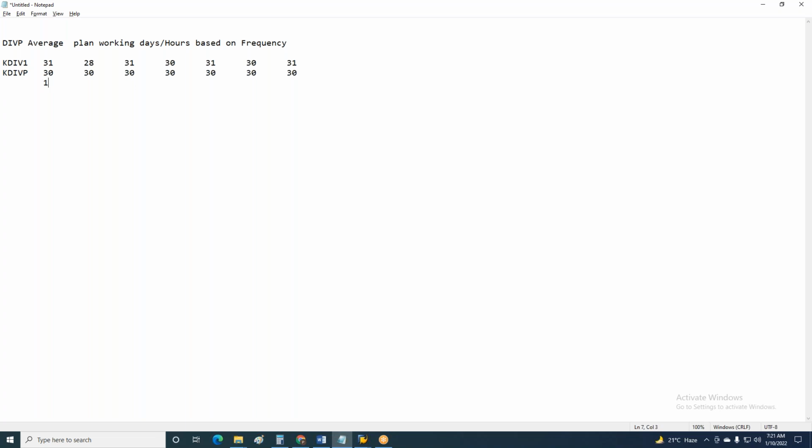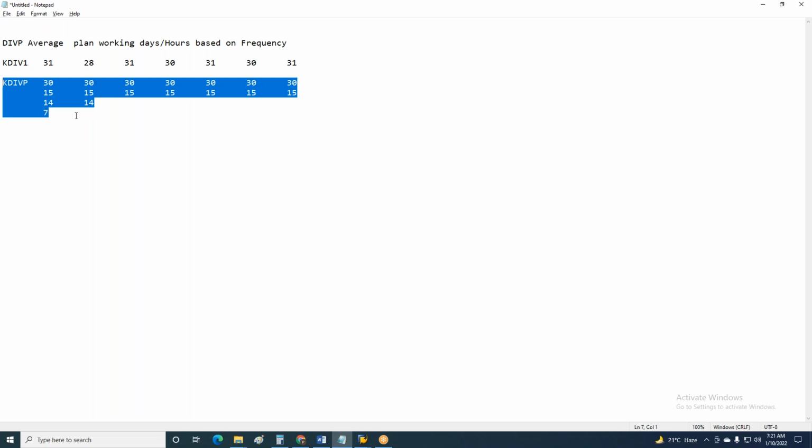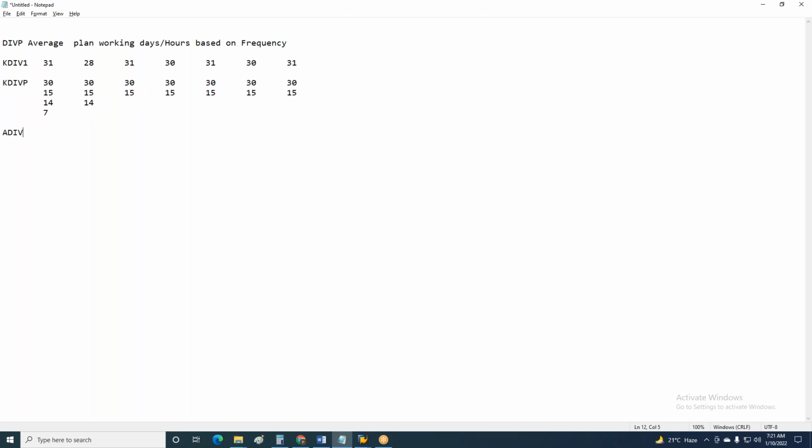In case of bi-weekly, it is 15. Semi-monthly, in case of semi-monthly, it is 15. Bi-weekly 14, weekly 7. So these are constants. In case of DIVA, generally this may be 23, 21, 22, 23. It can be 22 or 23 on average, generally.